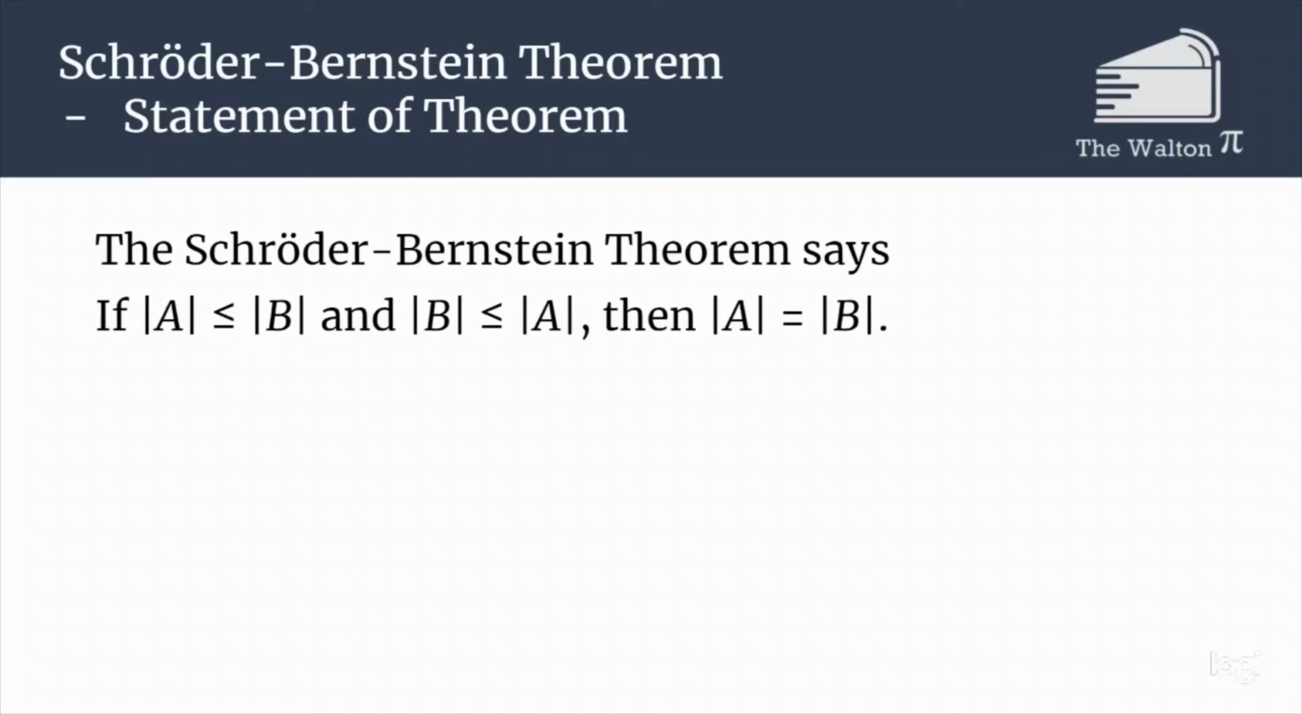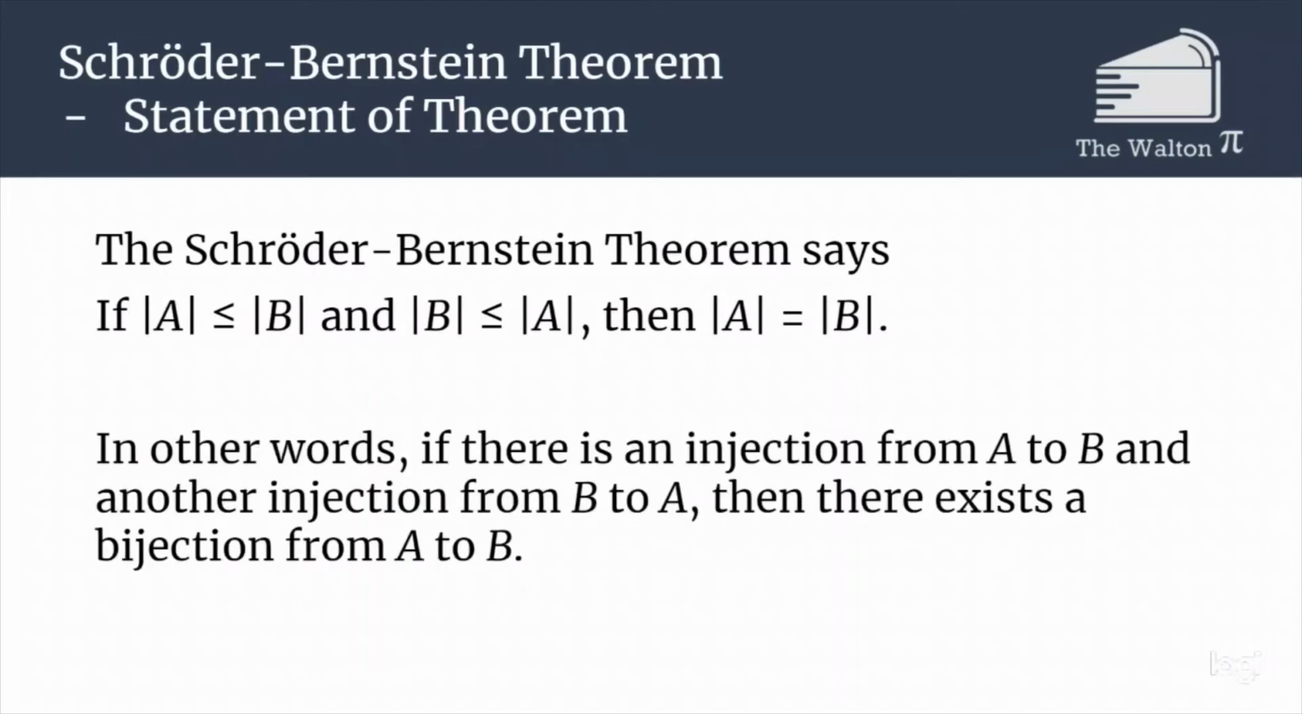We can also phrase the Schröder-Bernstein theorem in terms of just injections and bijections. So the Schröder-Bernstein theorem says if there is an injection from A to B and a different injection from B to A, then there exists a bijection from A to B. It doesn't tell us how to find it or what it is, it just tells us that a bijection exists. And so if that's all that we need to know, we don't actually have to go about and find the bijection. Sometimes it will suffice to prove that the bijection exists.